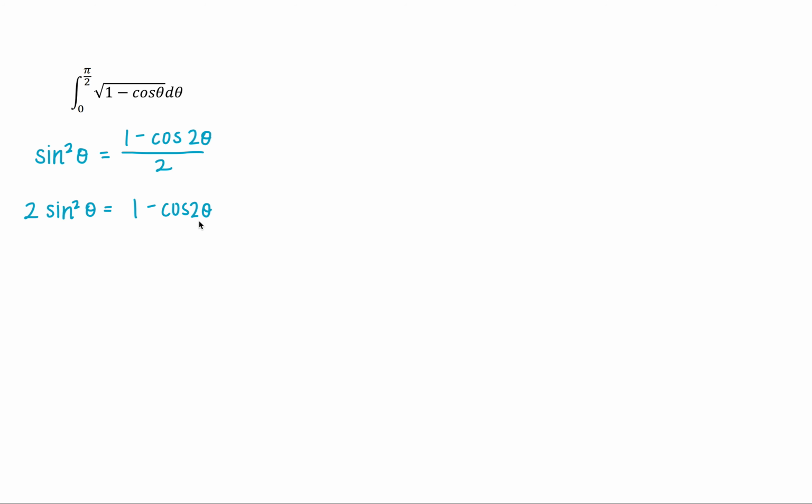If I change this 2 theta to just a theta, then over here on the left it becomes a theta over 2. So 2 sine squared of theta over 2 is equal to 1 minus cosine of theta. So I'm going to go ahead and use this substitution.